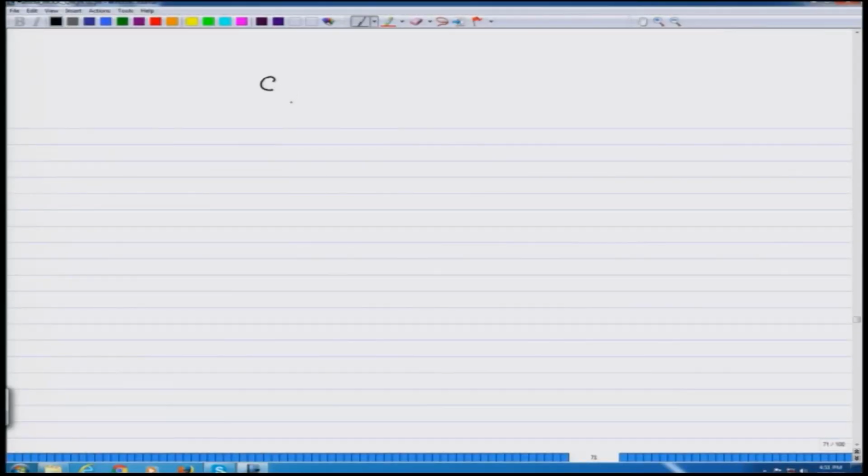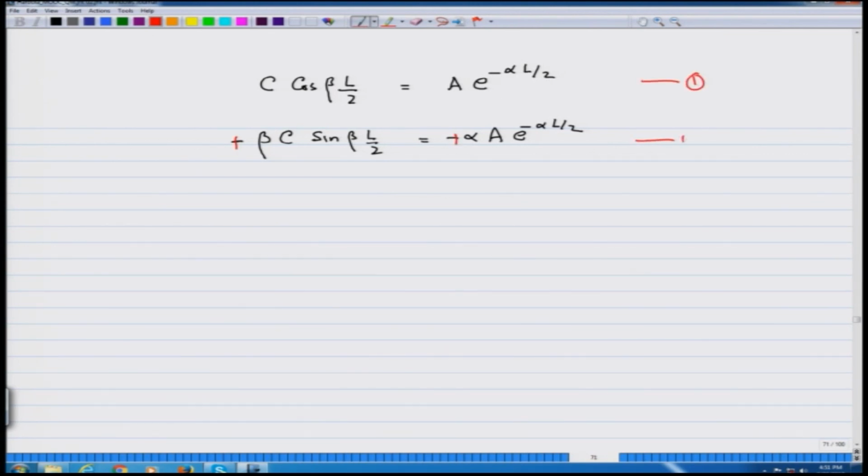The boundary conditions that we have are c cosine of beta L by 2 is equal to a e raised to minus alpha L by 2, and I have minus beta c sine of beta L by 2 is equal to minus alpha a e raised to minus alpha L by 2. I can take care of this minus sign right here. So, this is equation 1 and equation 2.